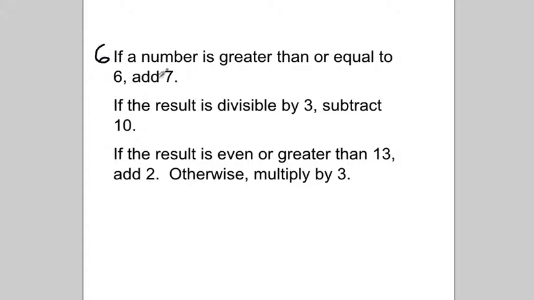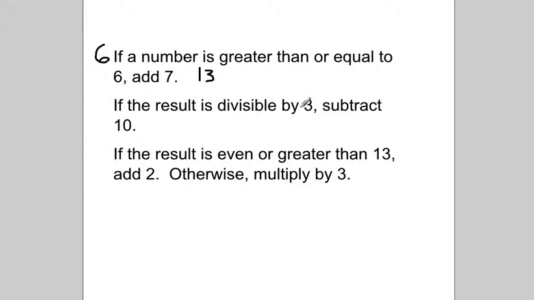All right, if I put in the number 6, it says if the number is greater than or equal to 6, add 7. Well, if this just said greater than, this would not be true, but it says greater than or equal to 6. So this is true, so we're going to add 7, which we get 13 as our temporary output. We then take that 13, put it in for this input, and it says if the result is divisible by 3, subtract 10.